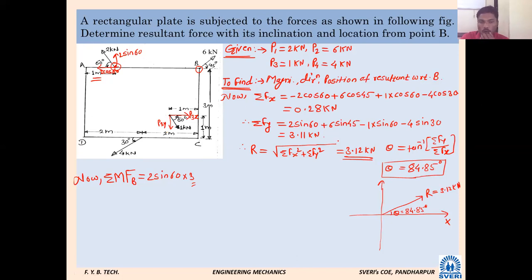Tell me what will be the P3X, the horizontal force. How will the object rotate if point B is fixed? Clockwise or anti-clockwise? Anti-clockwise. What will be the X component of that force? 1 kilonewton cos 60. And what will be the perpendicular distance between the line of action of that force and point B? 2 meter.